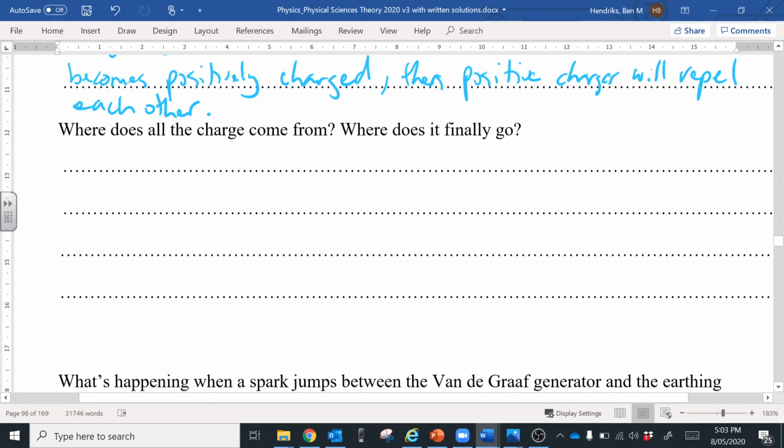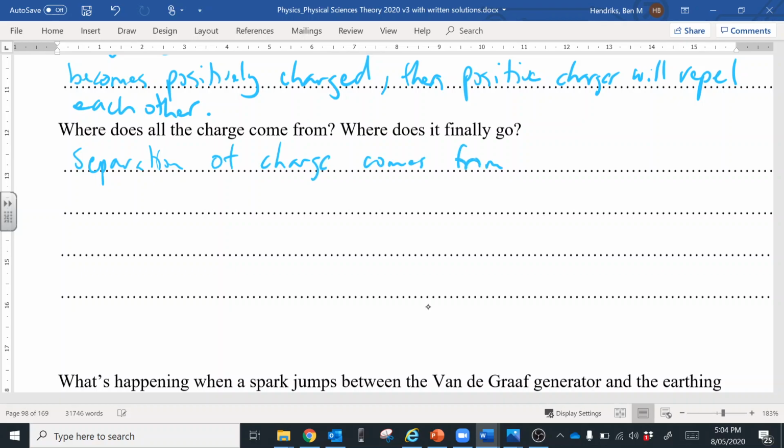So where does all the charge come from? Where does it finally go? So the separation of charge comes from the friction. Friction of the belt on the roller. And then the charge is dissipated.